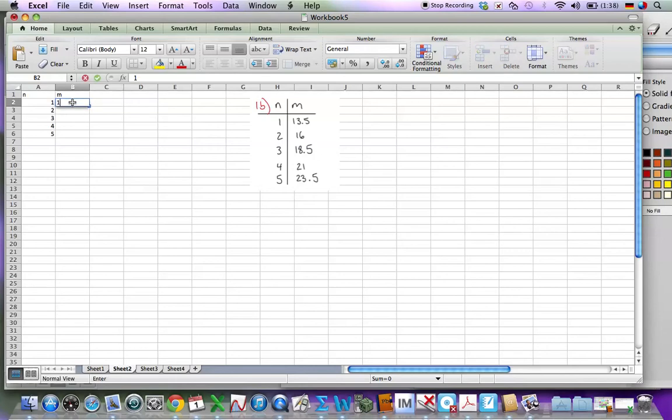So again, I'm going to type in the numbers, so 13.5, 16, 18.5, 21, and 23.5. I want to find the first difference. So starting with the second row, equals this minus this. I want to see what the numbers are going up in. I'm going to extend. The numbers are going up in 2.5. So part of the formula will be 2.5n.